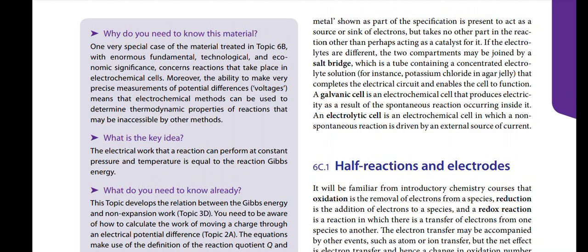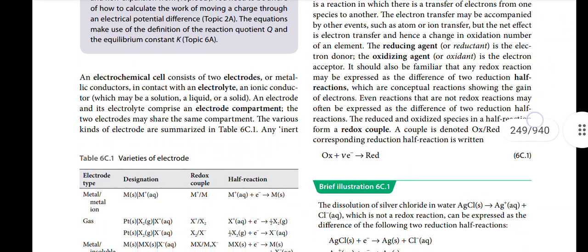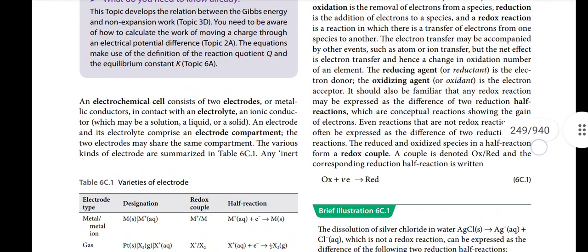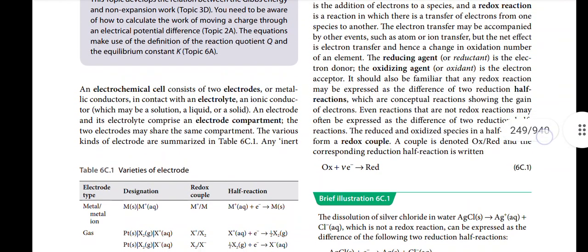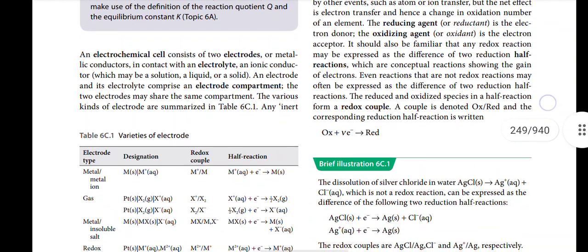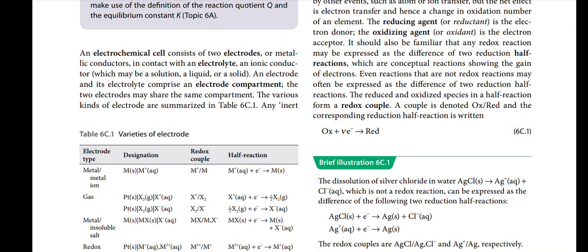It will be familiar from introductory chemistry courses that oxidation is the removal of electrons from a species, reduction is the addition of electrons to a species, and a redox reaction is a reaction in which there is transfer of electrons from one species to another. The electron transfer may be accompanied by other events such as atom or ion transfer, but the net effect is electron transfer and hence a change in oxidation number of an element.